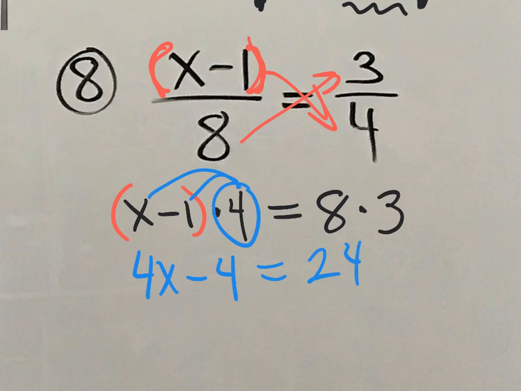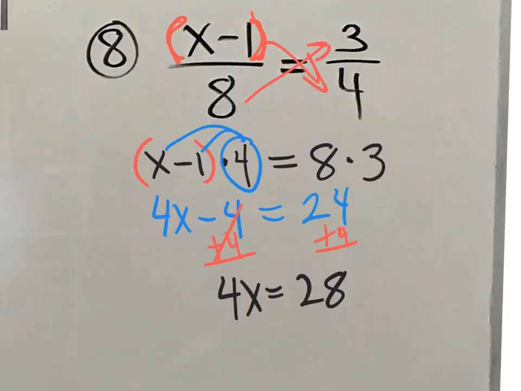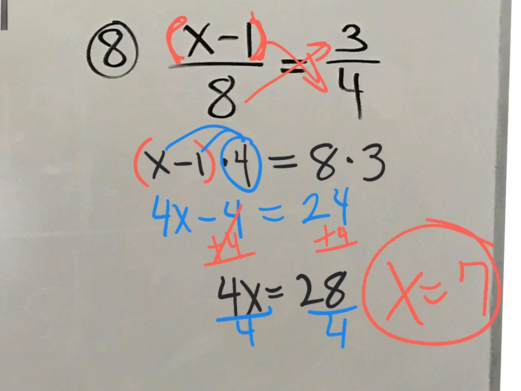Let's solve this thing by adding 4 to both sides. We're going to end up with 4x equals 28. And then the final step would be to divide by 4, which means that the final answer is x equals 7. If you understand this class opener, you're going to be just fine on the test or a quiz tomorrow.